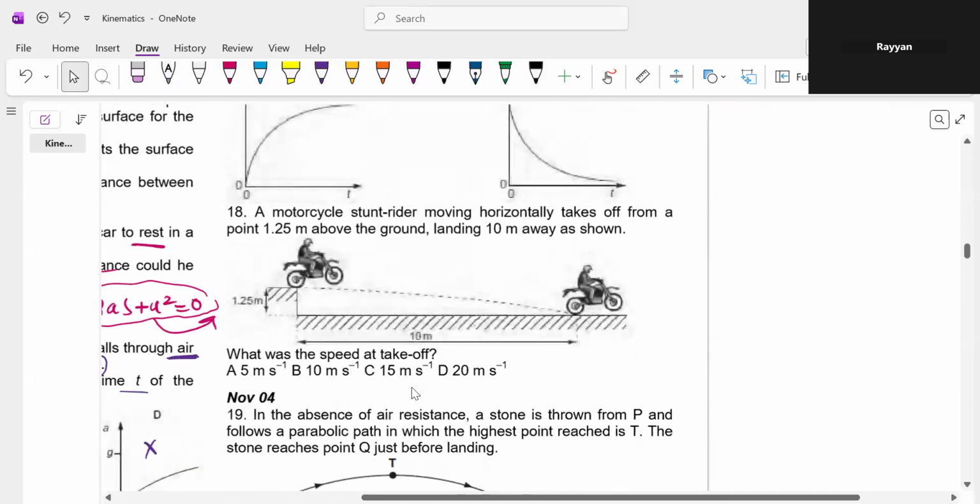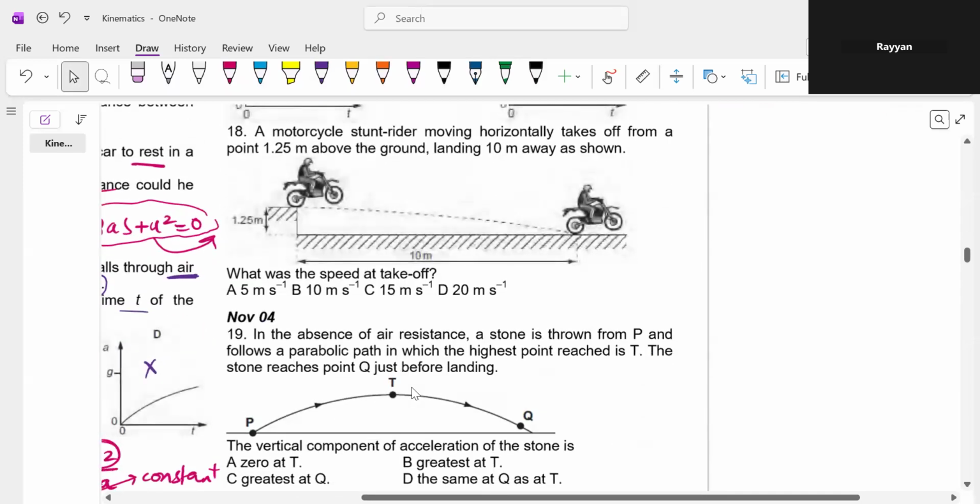Good. A motorcycle stunt rider moving horizontally takes off from a point 1.25 meters above the ground, landing 10 meters away as shown. What was the speed at take off? They're asking for the initial speed. You must know this because you have done so many past papers, right?